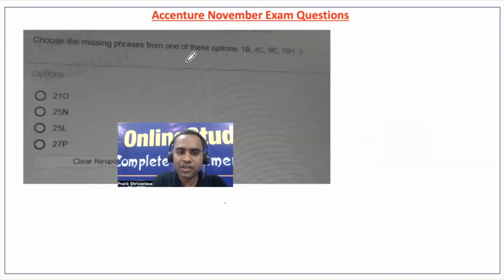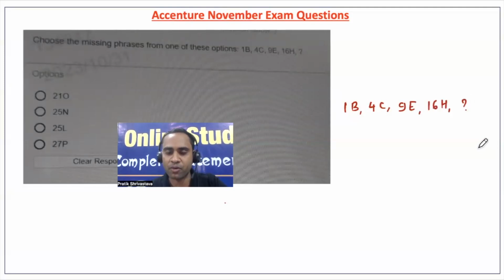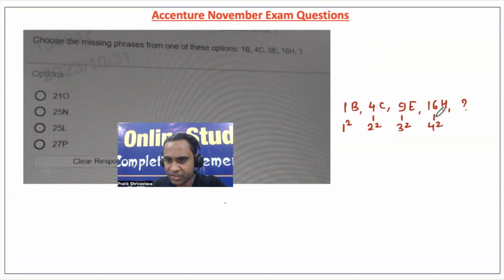Now choose the missing phrase from one of these options. We have 1B, we have 4C, we have 9E, we have 16H, and then what? If we try to analyze, friends, 1 square is 1, then 2 square is 4, then 3 square is 9, then 4 square is 16, and then 5 square will be 25. So options A and D can be easily eliminated.